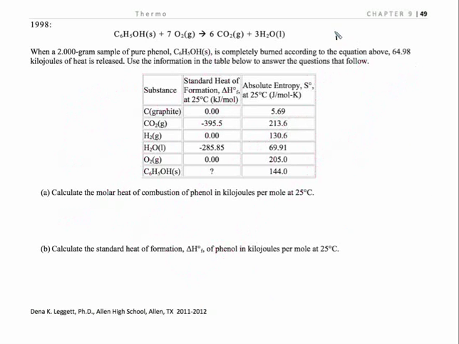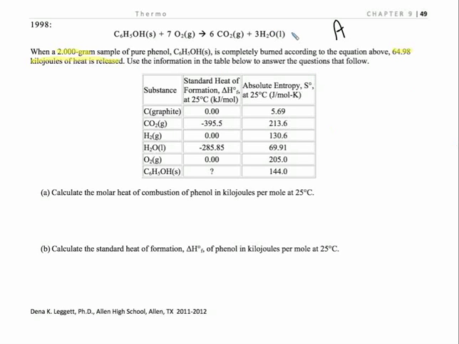This one would come from part A of your free response because it requires a calculator. Now, I think the most difficult aspect of this question is paying very close attention to which enthalpy is being referenced. Okay? So I have a 2-gram sample, so that's important information, of phenol. They gave us that. It's burned completely, and 64.98 kilojoules of heat are released.